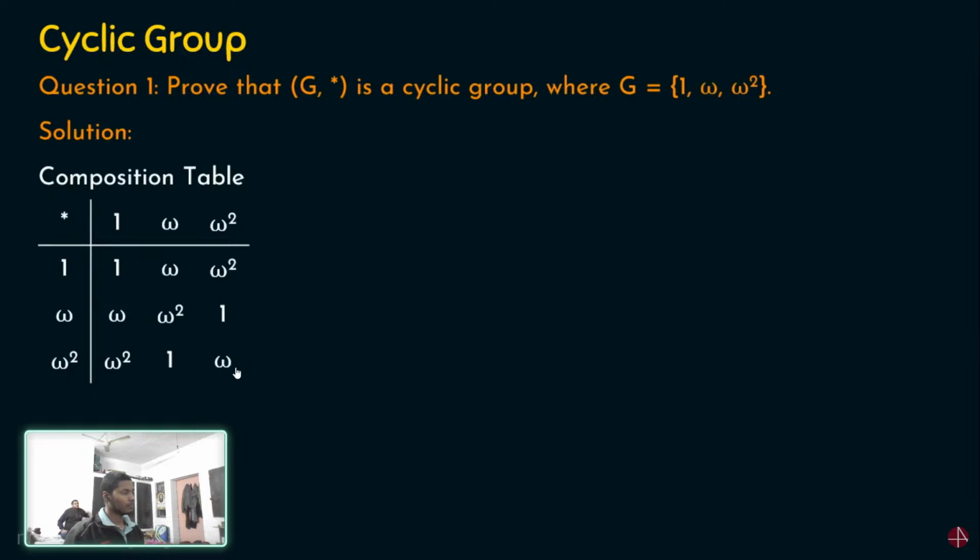So this is how I completed filling this composition table. Why did I do this? What's the need for doing this? There is a strong reason behind this, because we need to prove that this G is a cyclic group which is having these elements. And what is a cyclic group?